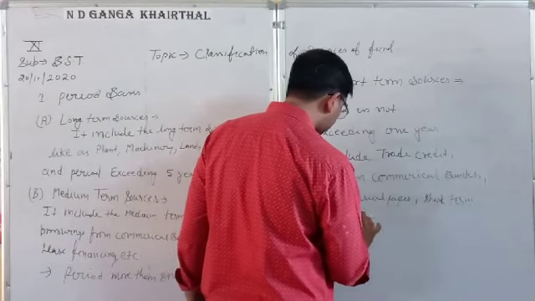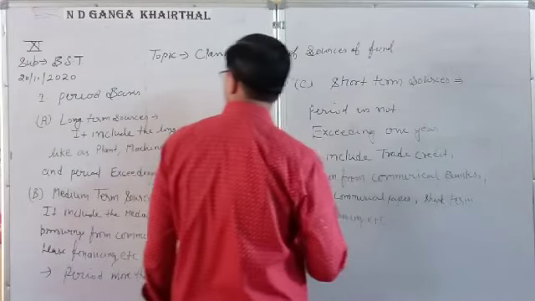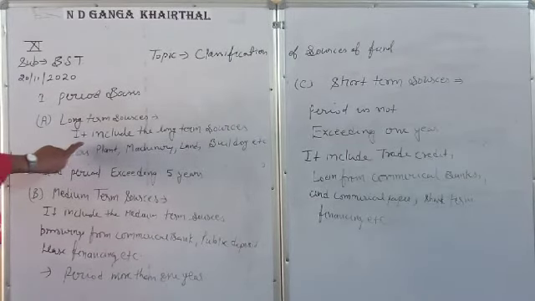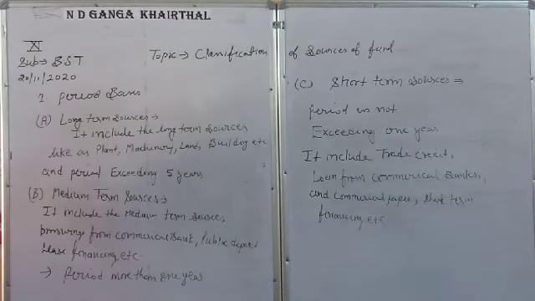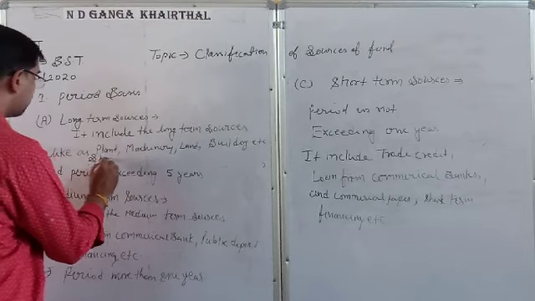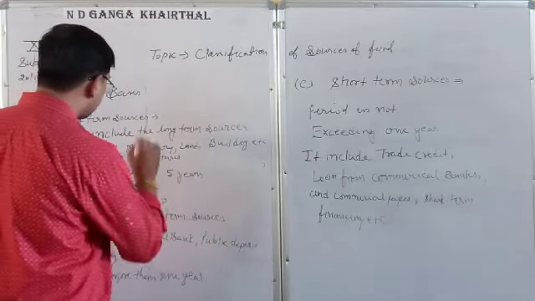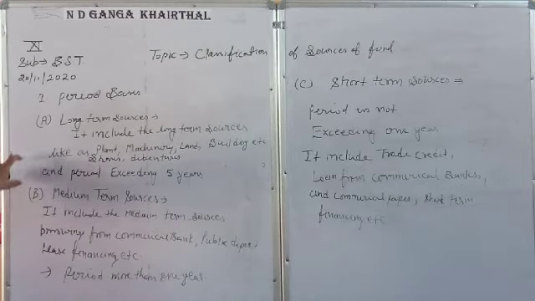Clear? So three sources are classified on the basis of period. A point, long term source. It includes long term sources like plant, machinery, land, building, shares, debentures, etc. and period exceeding 5 years.